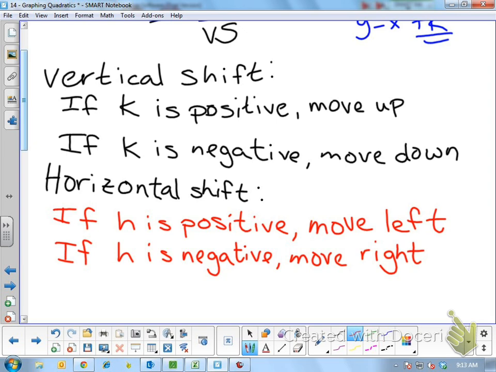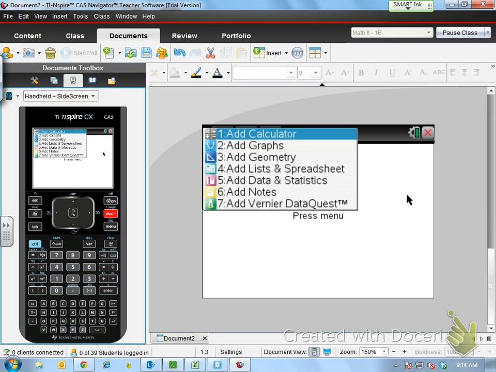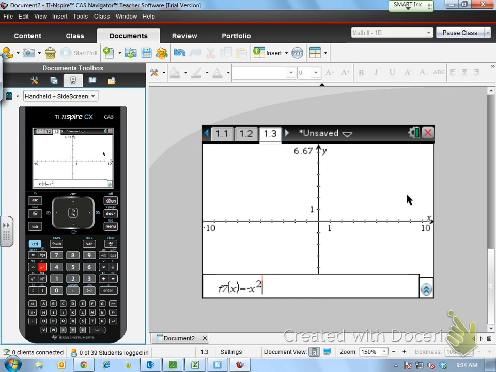So the last thing we want to worry about is, we're not going to do A fully today, but we are going to see what happens when we put a negative in front of the entire equation. So we go back to our graph again. I'm going to get a new page so that I don't have so many things going on. This time, let's not graph the parent function. We know it starts in the middle. Let's just graph negative x squared.